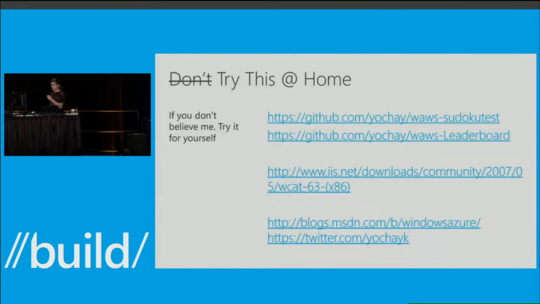So, if you don't believe me, try it yourself. All the code that you've seen here, the leaderboard, the Sudoku, my test scripts, everything is accessible through these links. The Sudoku game, the leaderboard, both of them have the scripts. If you want to run the tool itself, the WCAT tool, it's through these links. I'm going to blog about this as well. This is my Twitter account. Please do try this at home.